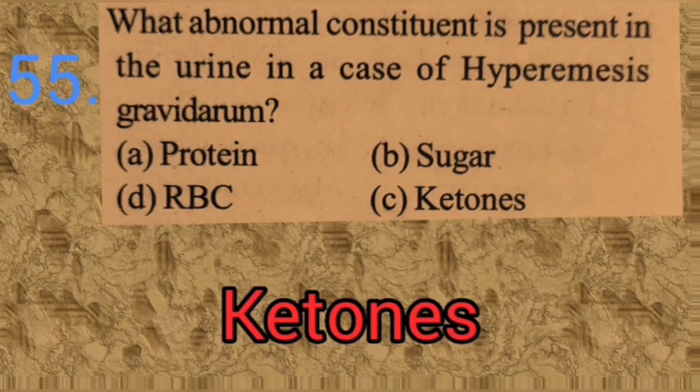What abnormal constituent is present in the urine in a case of hyperemesis gravidarum? Options: A. Protein, B. Sugar, C. Ketones, and D. RBC. Option C is right, that is ketones.